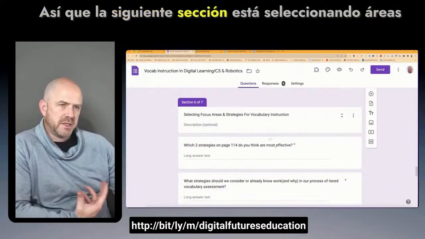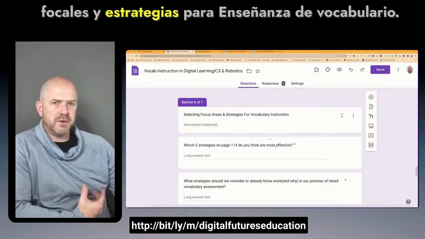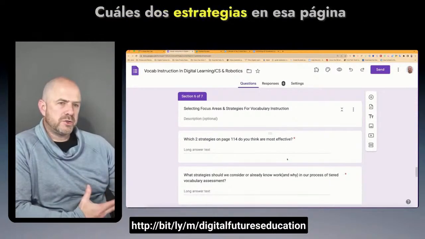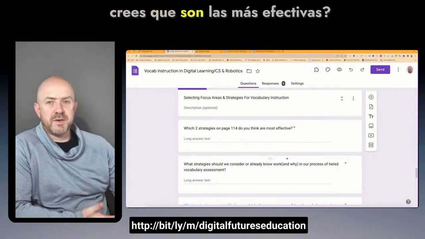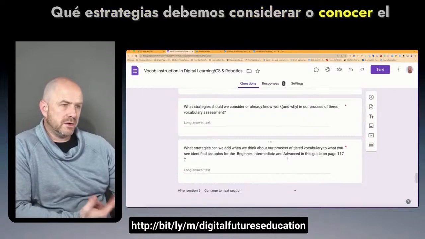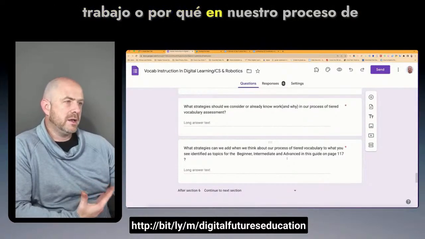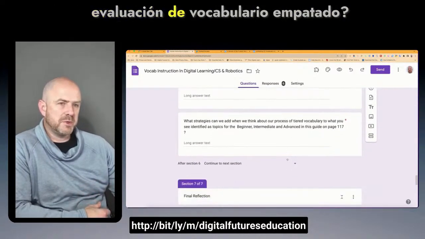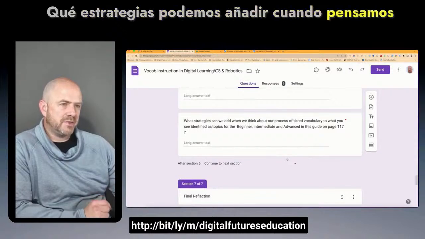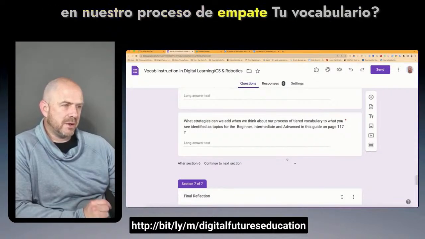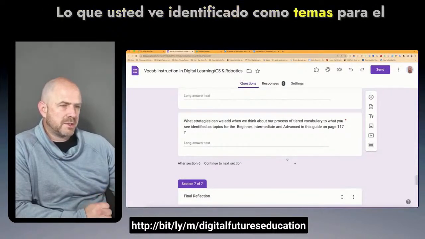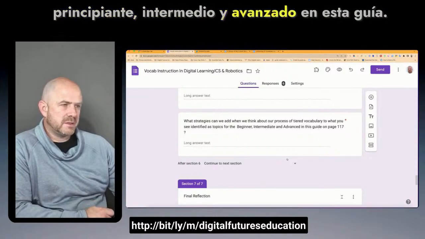So the next section is selecting focus areas and strategies for vocabulary instruction. Which 2 strategies on that page do you think are the most effective? What strategies should we consider or know work, and why, in our process of tiered vocabulary assessment? What strategies can we add when we think about our process of tiered vocabulary? What you see identified as topics for the beginner, intermediate, and advanced in this guide.